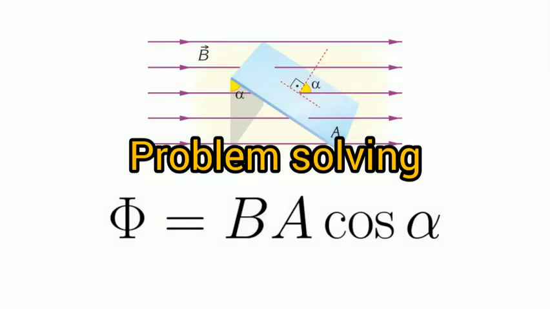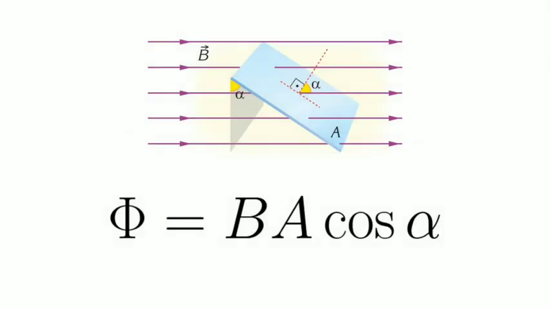Before we start solving problems, it will be useful to recall the previous topic. We know that if magnetic field lines are passing through a particular surface which has area A, the flux through this surface can be found by multiplying the magnetic field strength by the area and by the cosine of the angle between the normal of the plane and the magnetic field lines.